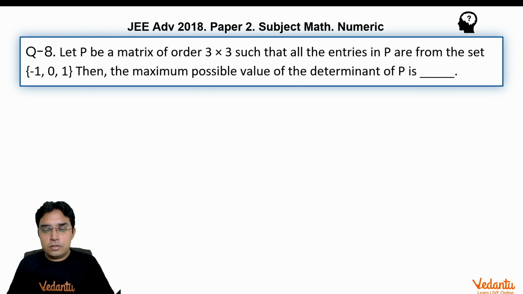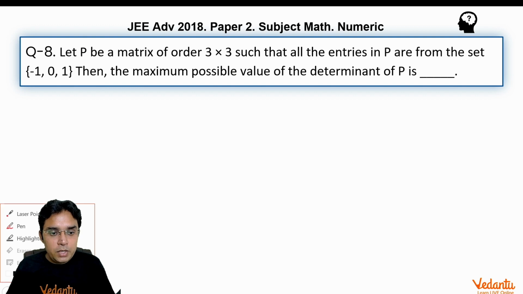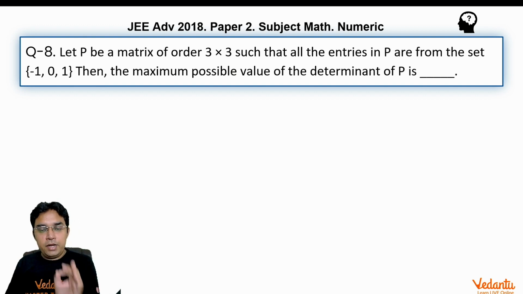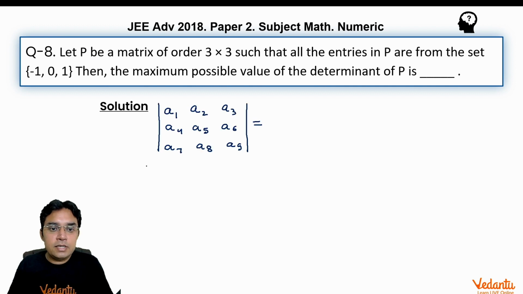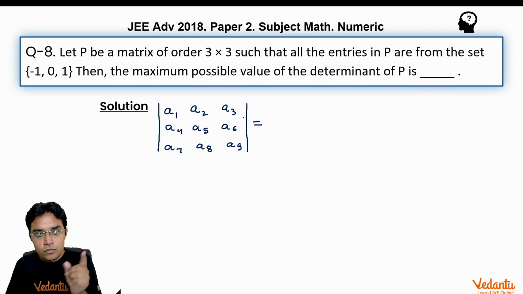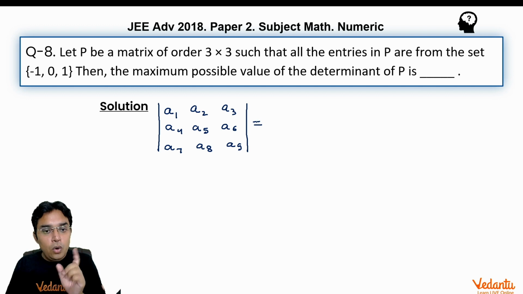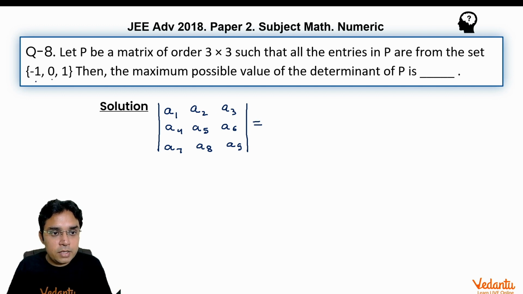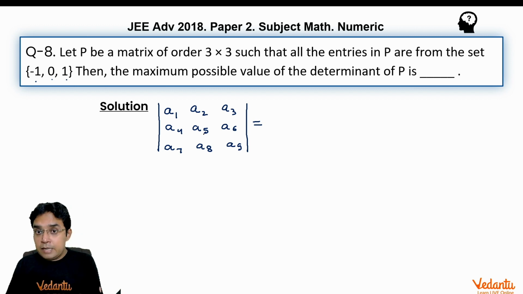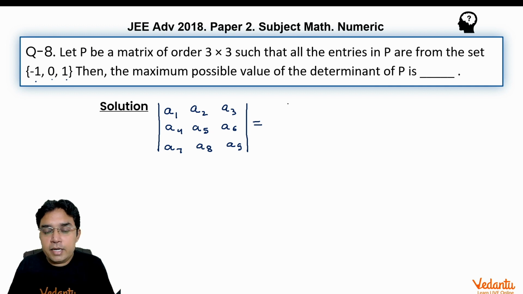Now to solve this question, we can assume P to have 9 entries A1, A2 up to A9, and its determinant then can be written as A1, A2, A3 in row 1 and so on. All these A1 to A9 will belong to the set -1, 0, 1. This determinant I can expand along either rows or columns or by Sarrus' diagram. Let us expand it along row 1.